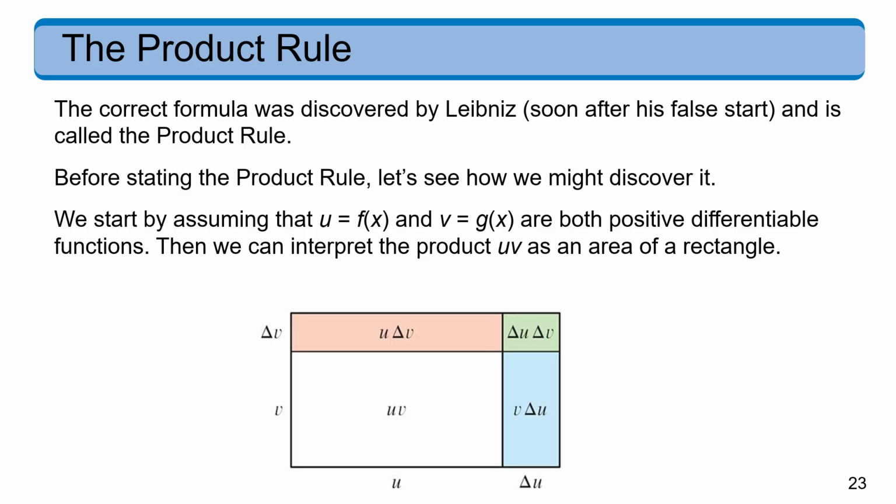So we'll start by taking our two functions, f and g, that we're going to multiply together before we take the derivative of that product. And we'll define u to be f of x, v to be g of x. So one way to interpret their product is the area of a rectangle. So this white rectangle here has dimensions u by v. So its area, of course, would be u times v. So the product of the two functions is represented by the area of this white rectangle.